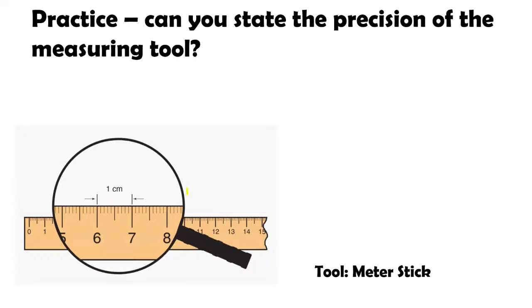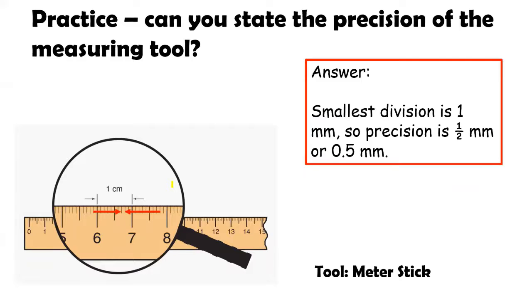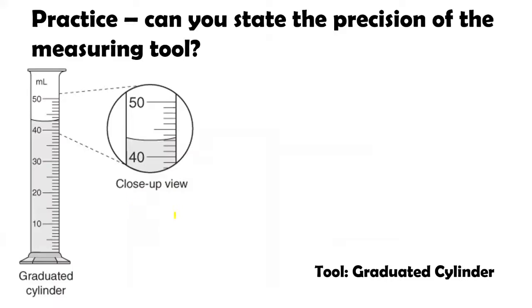So let's look at some more examples here. Oh wait, this one we just did. Sorry about that. This is the same example of a millimeter being the smallest division, therefore 1/2 a millimeter would be our precision. So let's move on and look at the next one here.